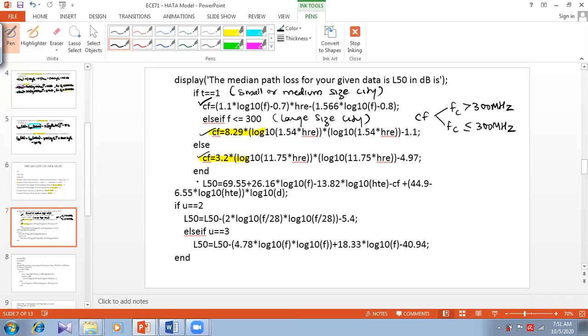Now, to find out the path loss using the Hata model, as I told you, we will only have to find the correction factor, that is AHRE. All others have to be just substituted. So we are using the formula to find the path loss using the Hata model, which is given by 69.55 plus 26.16 into log to the base 10 of F minus 13.82 into log to the base 10 of HT minus CF, the correction factor. In our equation, we have written it as A of HRE. Here I have used CF, so I have just replaced it as CF, plus 44.9 minus 6.55 into log to the base 10 of HTE into log to the base 10 of D. This is what we have found out now.